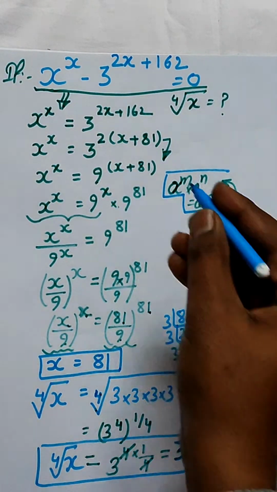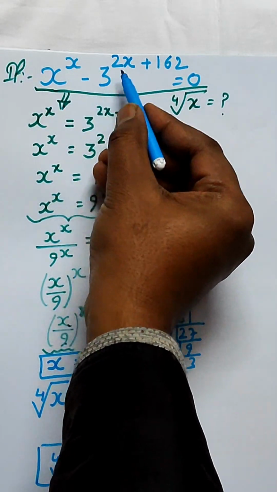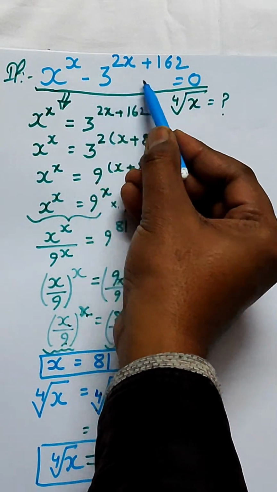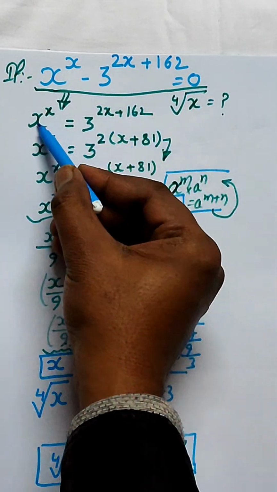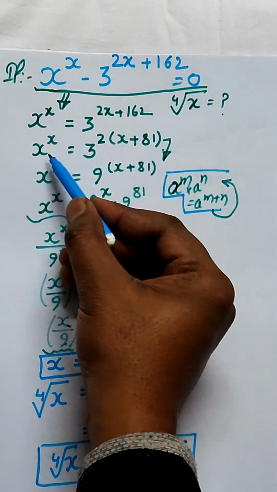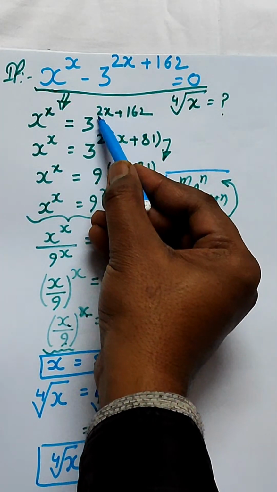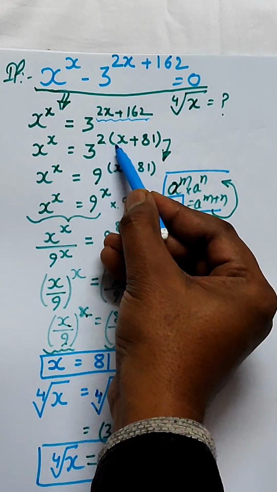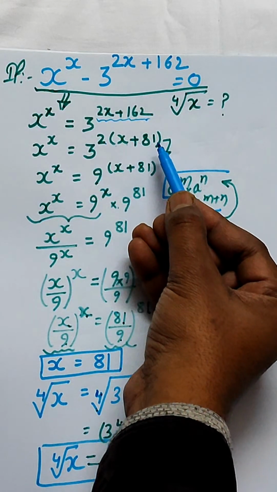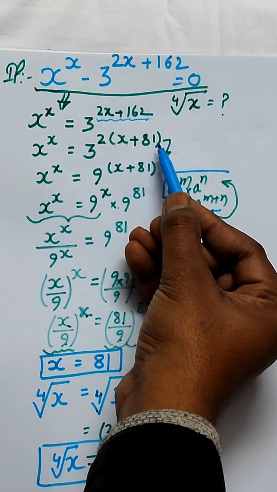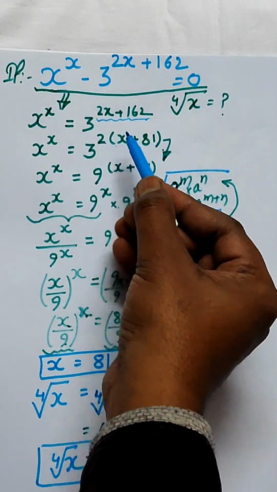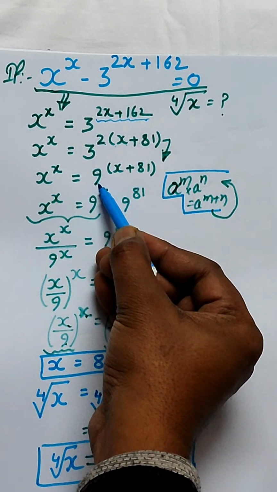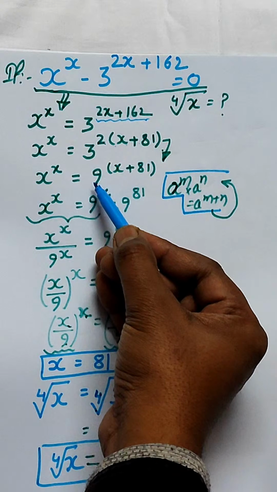So here this is the question, x power x minus 3 power 2x plus 162 equal to 0. What we did, we just brought the second term into the RHS. So it will look like this, right? Now the next step, take 2 common from the exponent. Here you can see, when 2 is taken as common, we are left with x plus 81. Now, the next step is that 3 power 2 can be written as 9. So, I have written 9 over here, right?